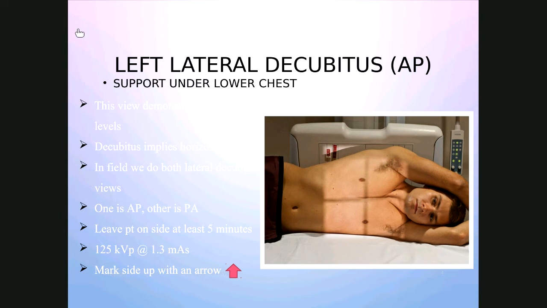Notice they say that they have a support under his lower chest, meaning you have to build up the bottom of the chest because you can't just clip that anatomy. You have to include both entire lung fields, so you sometimes have to build up this bottom part so that you don't clip it off. Typically, you want to leave the patient on their side a minimum of 5 minutes to allow the air to rise and the fluid to fall. Okay, 5 minutes minimum.